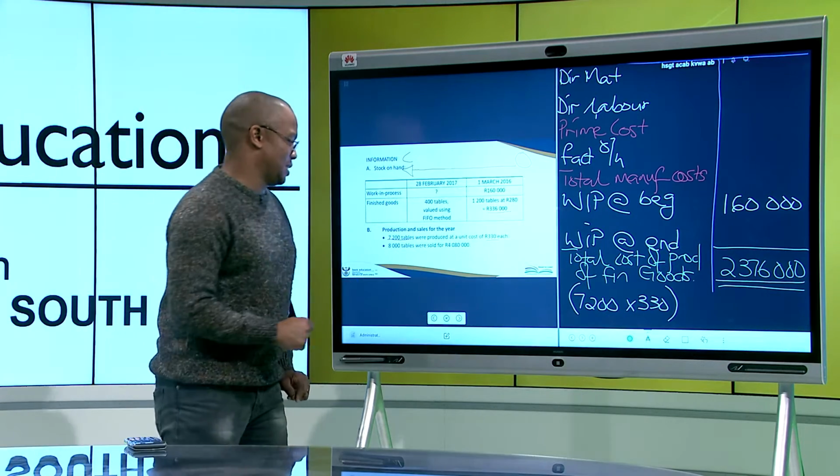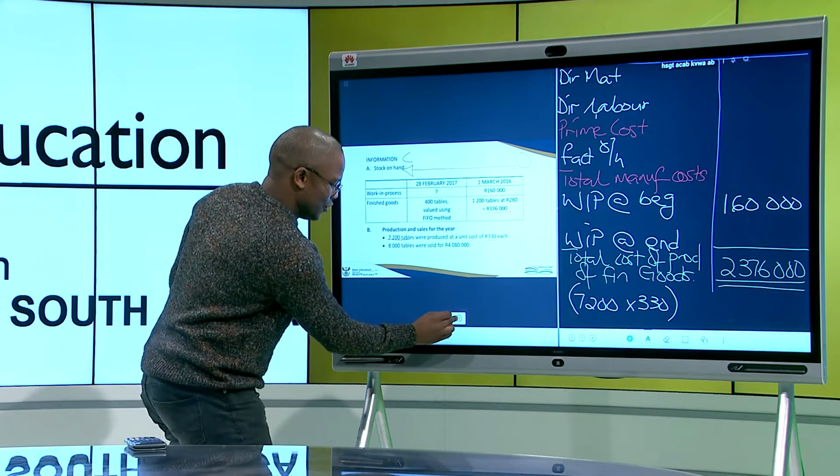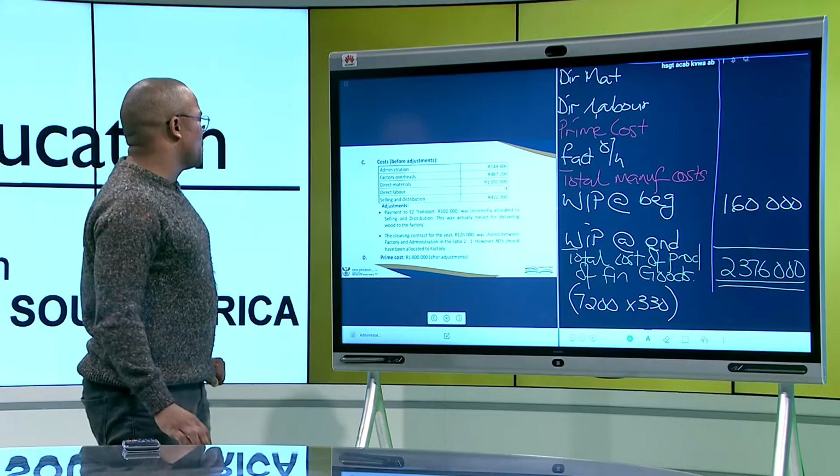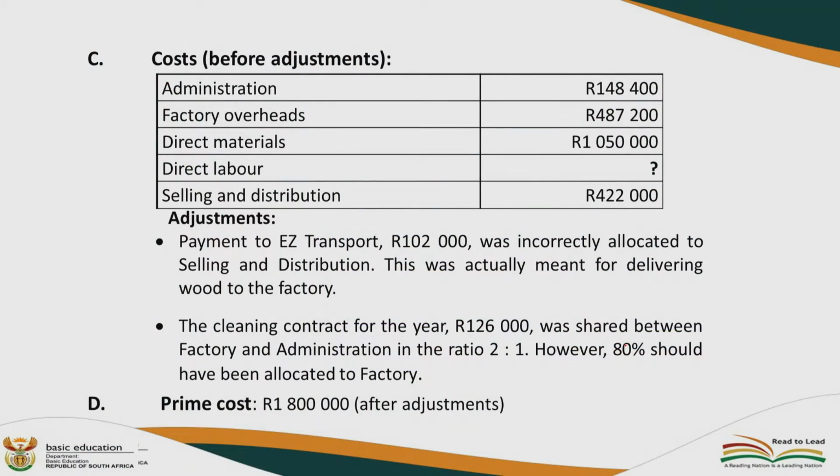Remember, you take it piece by piece up until you finalize your question. Then information C, they say costs were as follows, but before adjustments. Remember I said we must treat this topic as if we are doing your income statement. So if you have these amounts, it means those are amounts before the adjustments. So you go to the specific items, like we have your administration. Our administration cost, they say it's 148,400. You open a bracket, you say 148,400.